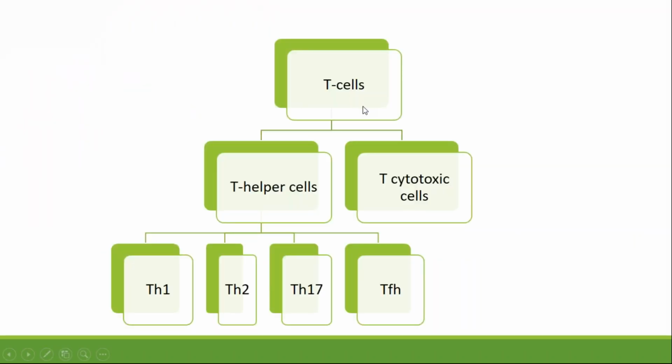T cells are divided into T helper cells and T cytotoxic cells. There are 2 types of T cells, helper and cytotoxic. Now, helper again have 4 types of cells known as Th1, Th2, Th17, and Th.